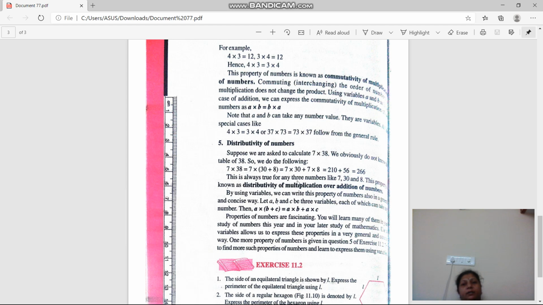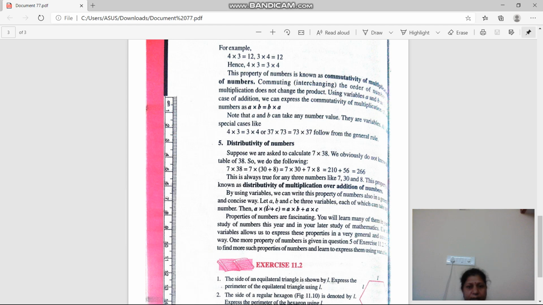This is always true for any three numbers like 7, 30 and 8. This property is known as distributivity of multiplication over the addition of numbers. By using variables, we can write this property of numbers also in a general way.